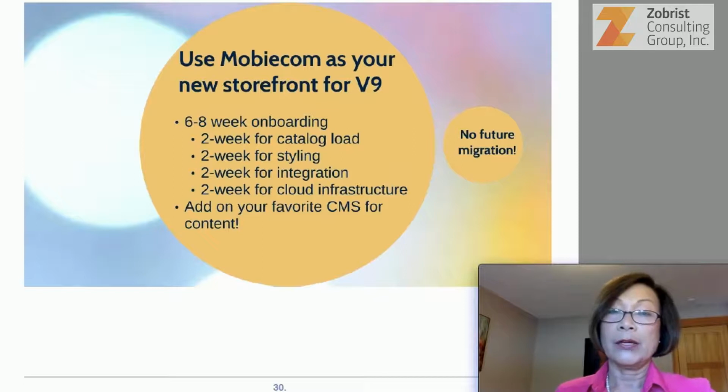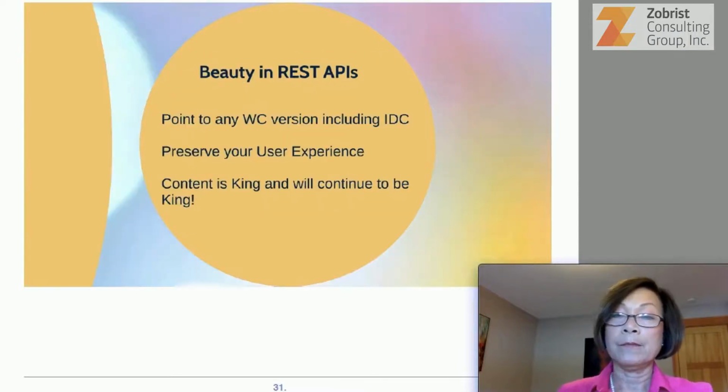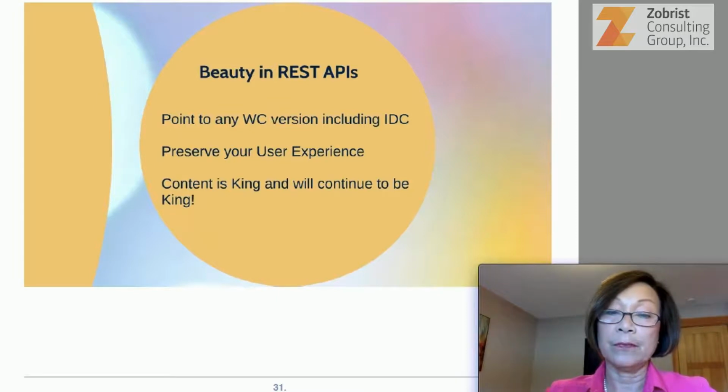And we can also add your favorite CMS for content. The idea here is to support zero migration in the future, because that rests in the beauty of the REST API. We can point the front end, which is Mobiecom, to any version, including the SaaS version of IBM IDC. We can preserve your user experience, your investment in the storefront. And we can promote content. Content is king, and we continue to be king in our solution.